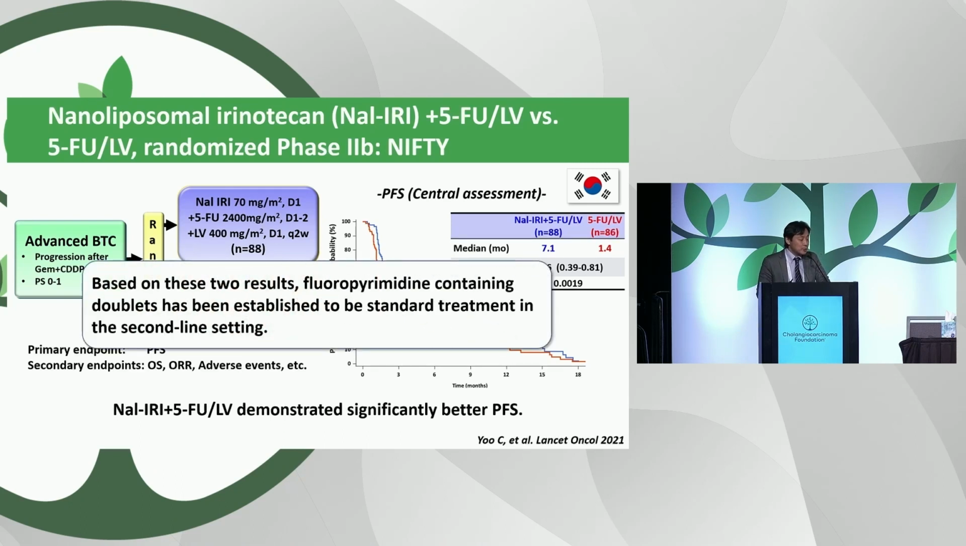So based on these two results, a fluoropyrimidine-containing doublet has been established as a standard treatment in the second-line setting.